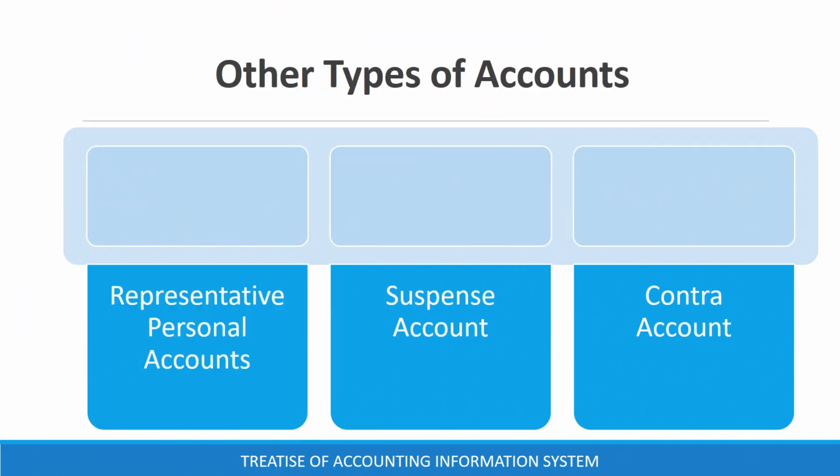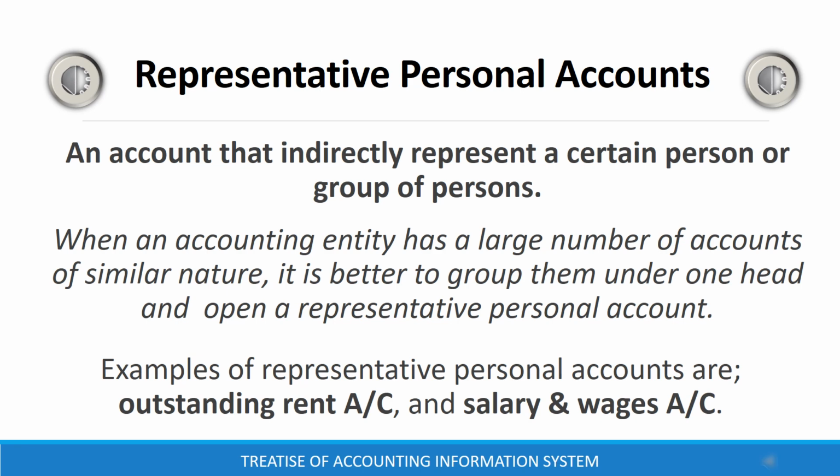Other types of accounts are representative personal accounts, suspense account, and contra account. A representative personal account is an account that indirectly represents a certain person or a group of persons. When an accounting entity has a large number of accounts of similar nature, it is better to group them under one head and open a representative personal account. Examples of representative personal accounts are outstanding rent account, which represents what is owed to the landlord, and salaries and wages account, which represents all individual employees.